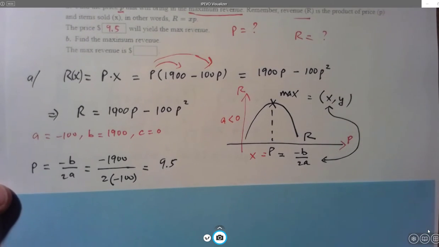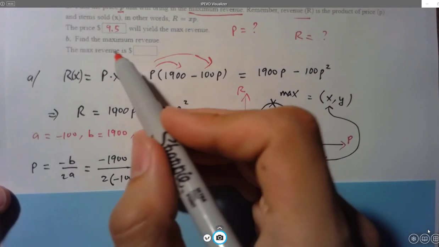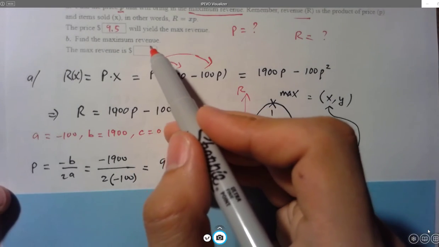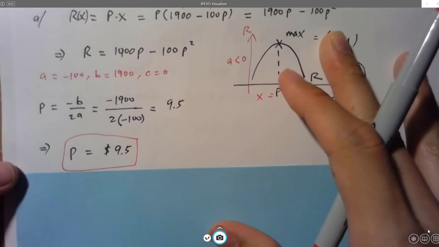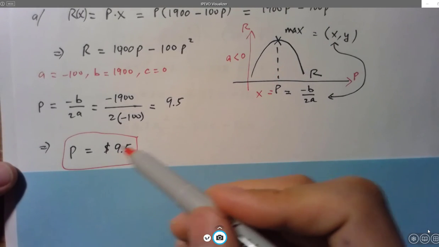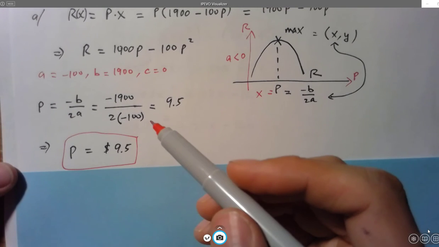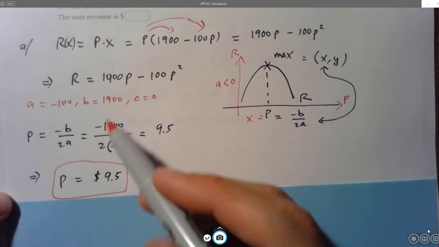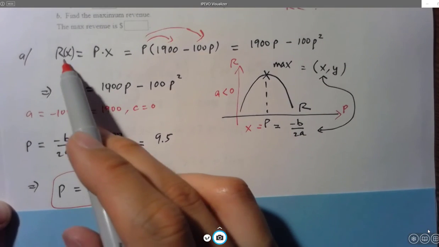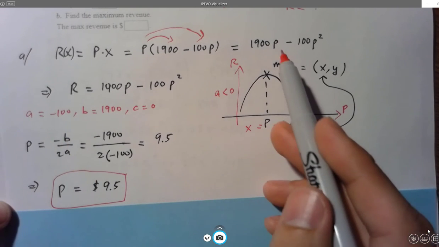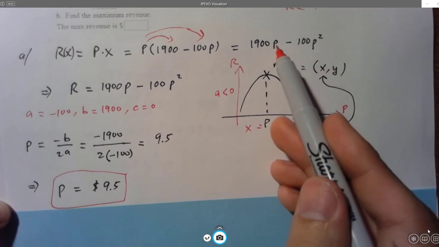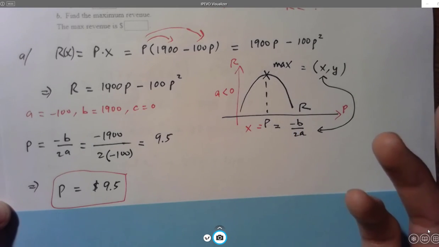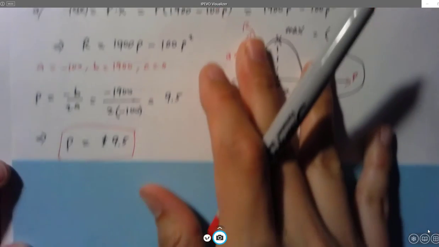Now, finding the maximum revenue is the next question. Once you know the price that gives you the max value, all you do now is go back to the revenue function. You plug in the value that gives you the max, which is 9.5, for P, and that should give you the value of the revenue R. Okay, so that gives you the max value.